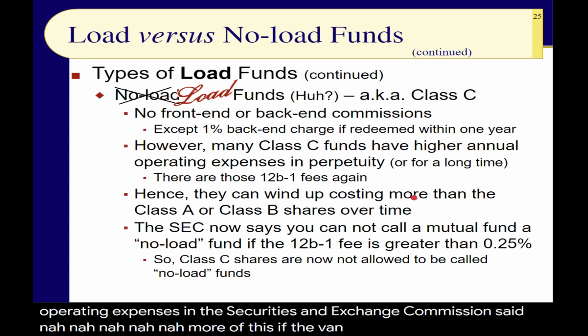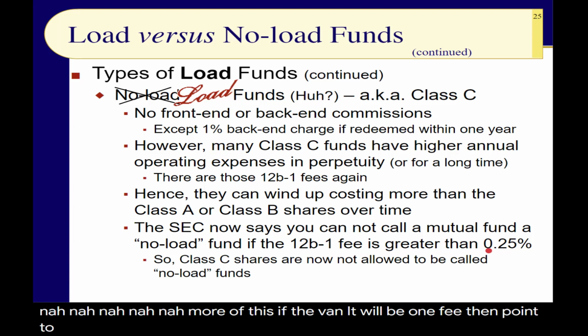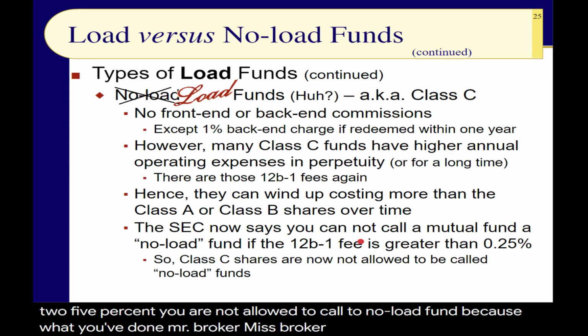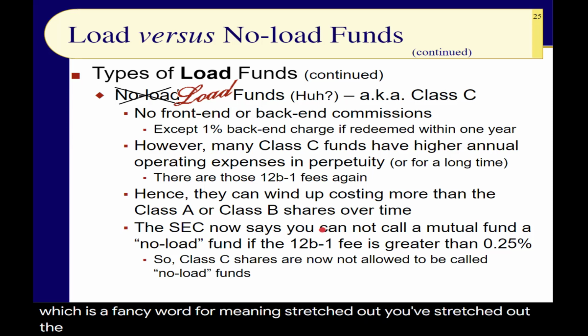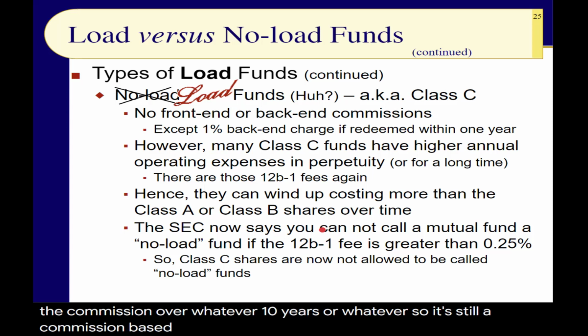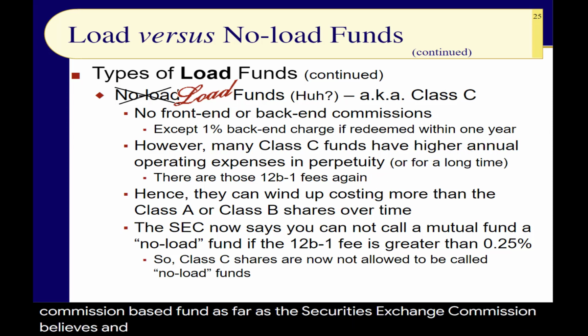If the fund has higher fees via the 12b-1 fee than 0.25%, you are not allowed to call it a no-load fund. Because what you've done, Mr. Broker, Ms. Broker, is you've basically amortized, which is a fancy word meaning stretched out. You've stretched out the commission over 10 years or whatever. So it's still a commission-based fund as far as the Securities and Exchange Commission believes. And we brokers do what we're told to do by the SEC, or we lose our license.